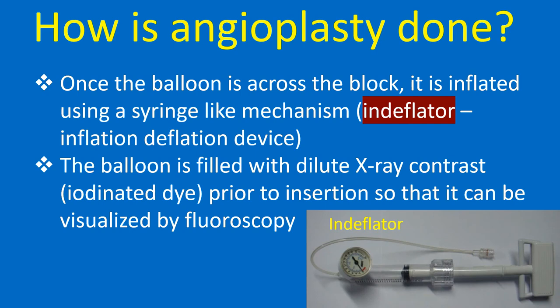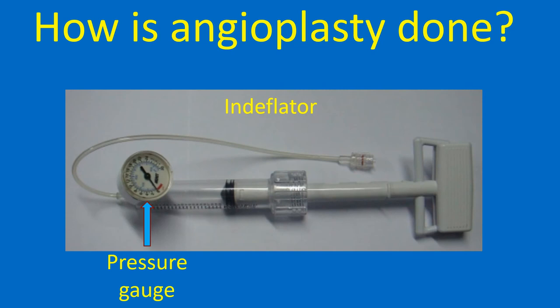The balloon catheter is then threaded on the wire to push it across the block. Once the balloon is across the block, it is inflated using a syringe-like mechanism, indeflator, inflation-deflation device. The balloon is filled with dilute X-ray contrast, iodinated dye, prior to insertion so that it can be visualized by fluoroscopy. The inflating device has a pressure gauge attached to it so that the inflation pressure can be monitored. Undue pressure within the balloon has to be avoided to prevent damage and sometimes rupture of the blood vessel.